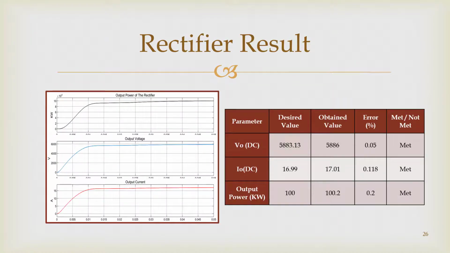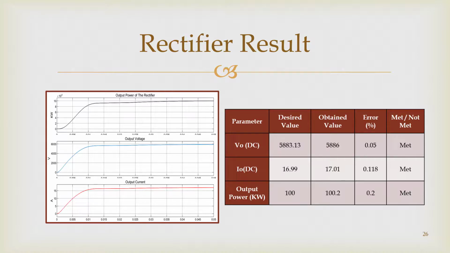The third stage is the rectifier. As we can see on the left hand side we got the output waveforms, and from the table we obtained 0.05% error for the output DC voltage, 0.118% for the output DC current and 0.2% for the output power.